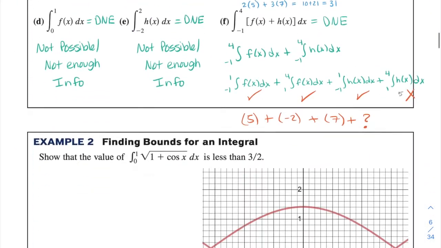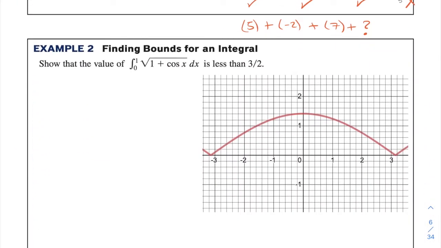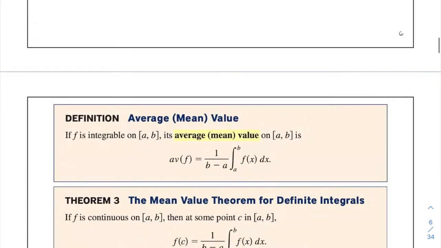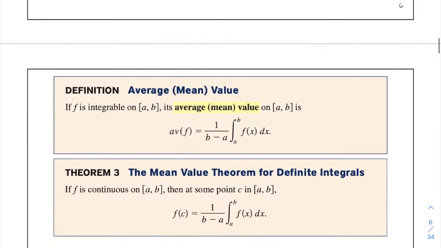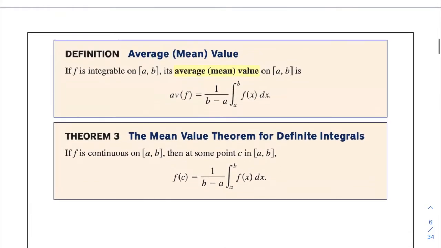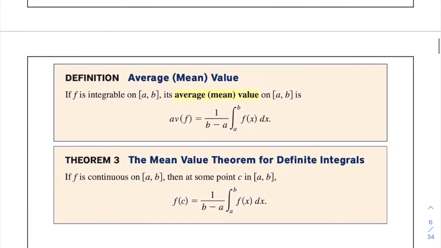Okay, let's skip example 2 because I don't find it to be too necessary. The only other topic today is our average value theorem.